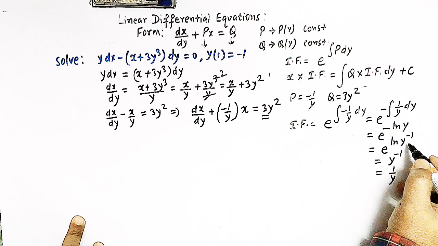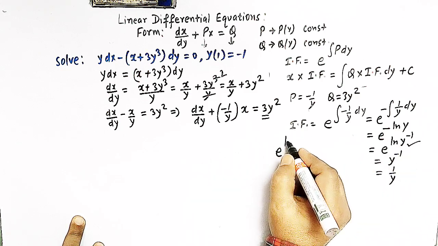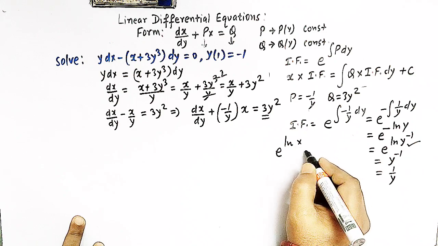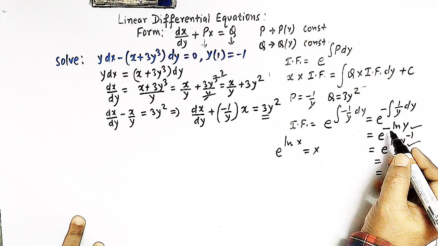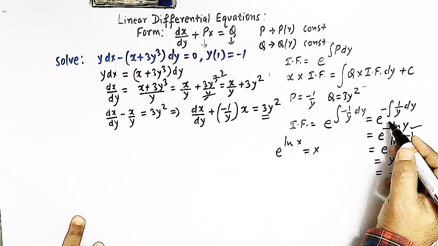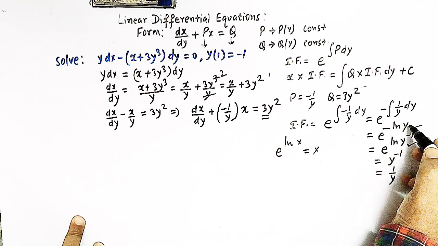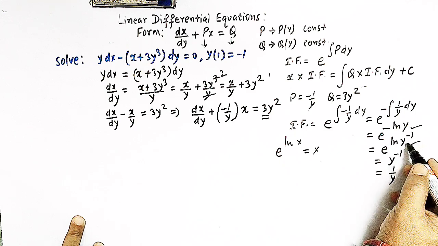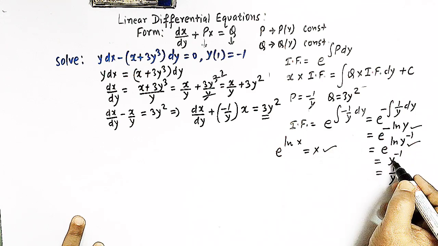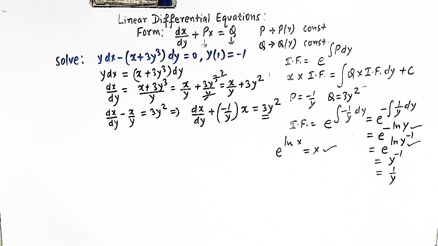Here we have used this result, that is e raised to natural log of x is equal to x, right? And here we have used the property of logarithm, taking the minus sign into the power of y. So we have e raised to natural log of y raised to minus 1, and due to this result we have simply y raised to minus 1, that is 1 over y.